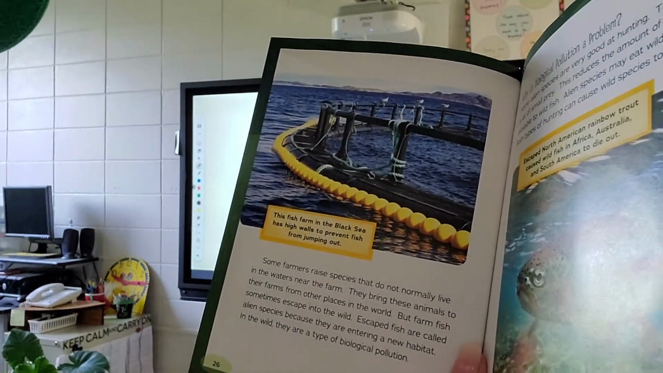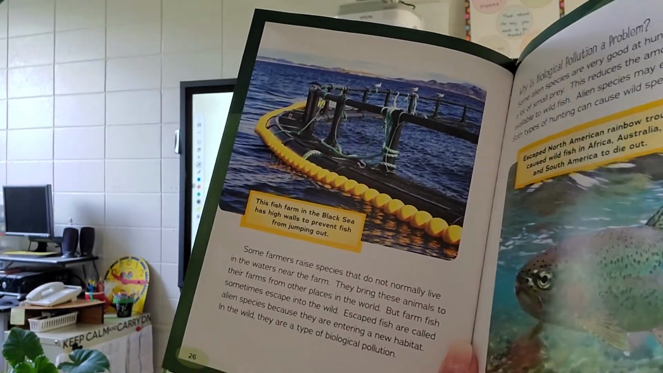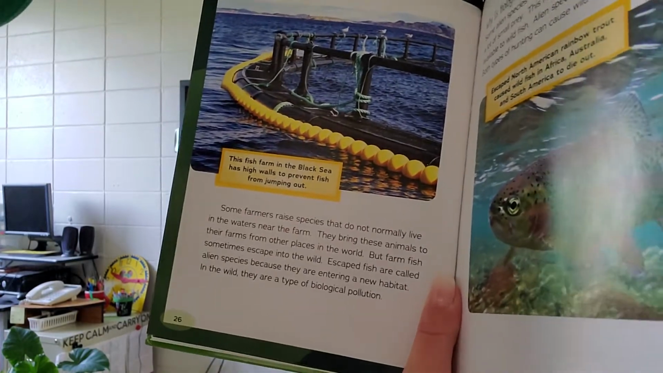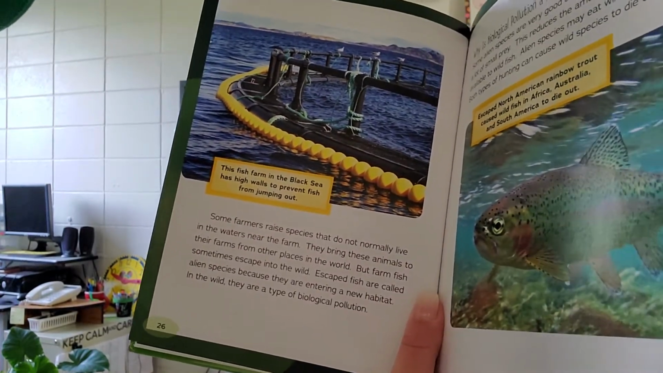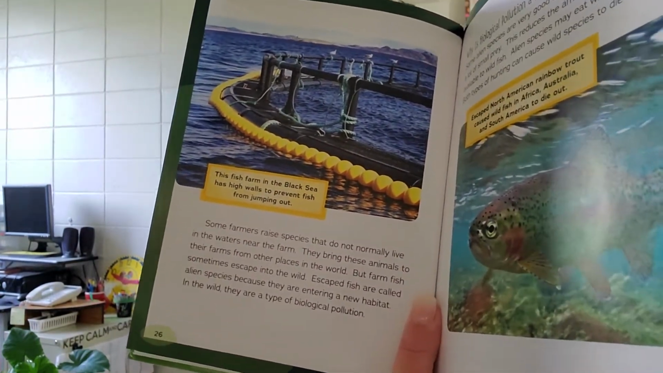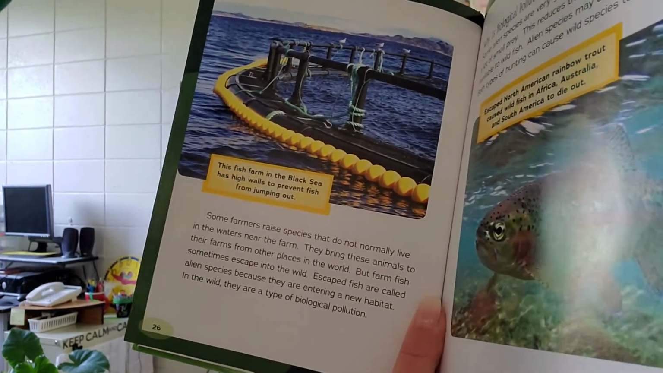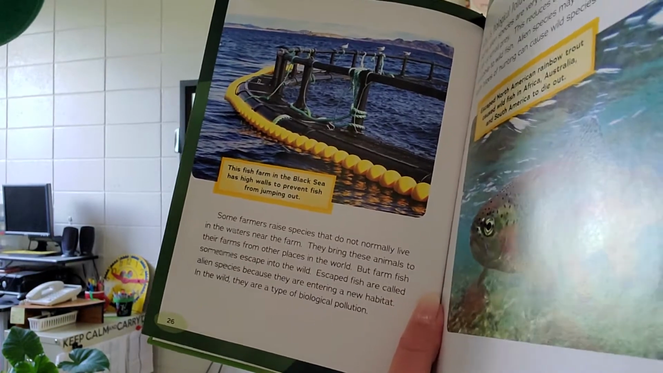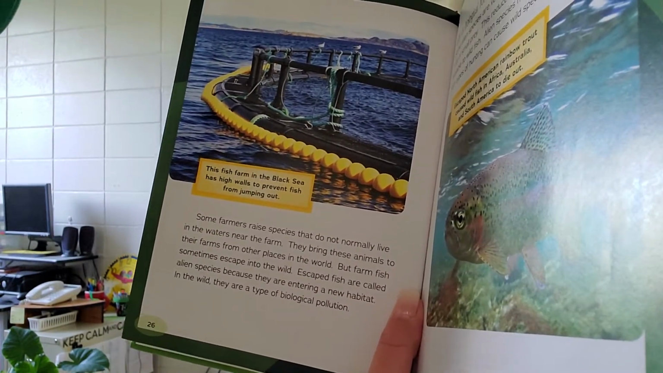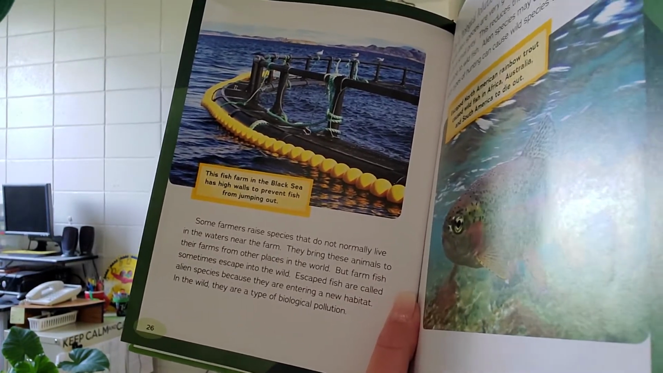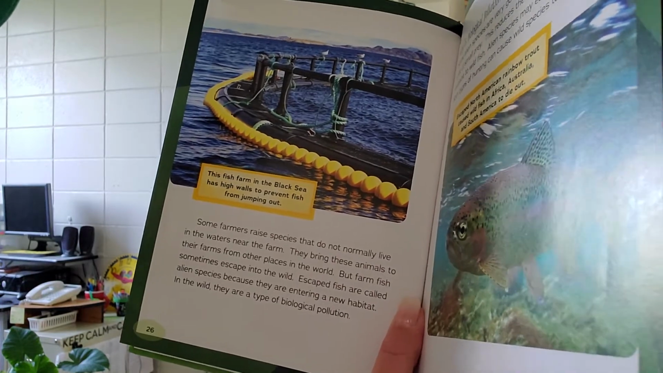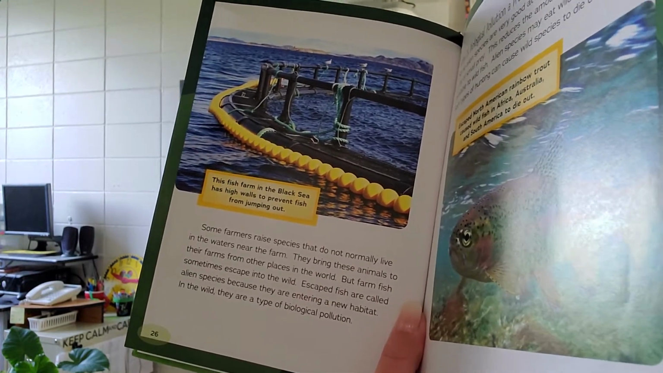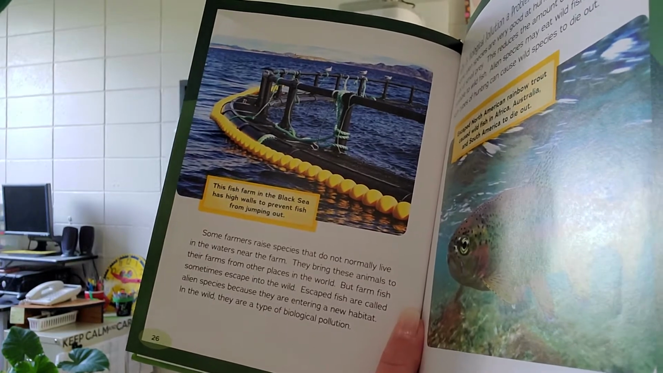Some farmers raise species that do not normally live in the water near the farm. They bring these animals to their farms from other places in the world. But farm fish sometimes escape into the wild. Escaped fish are called alien species because these are entering a new habitat. In the wild, they are a type of biological pollution.